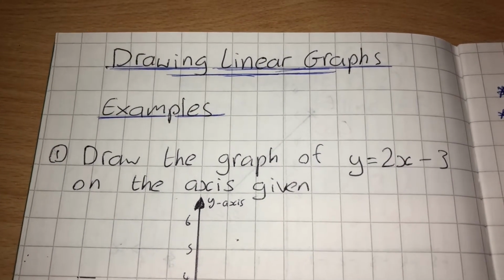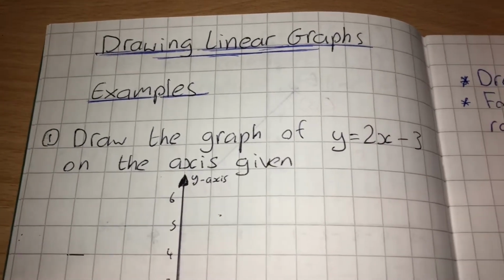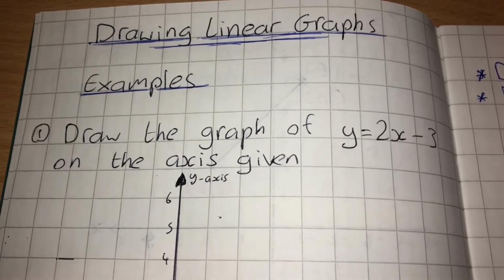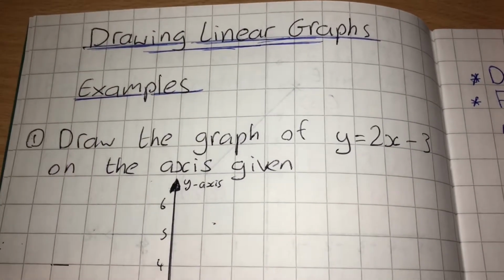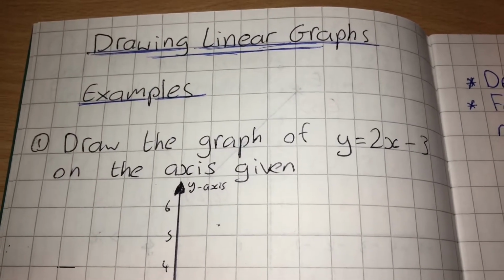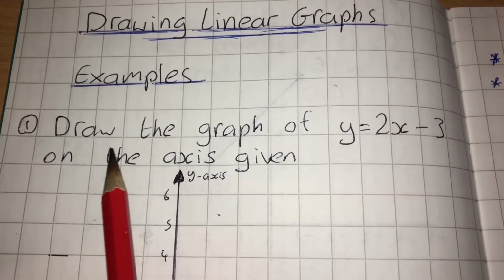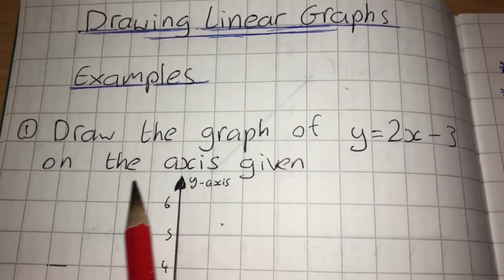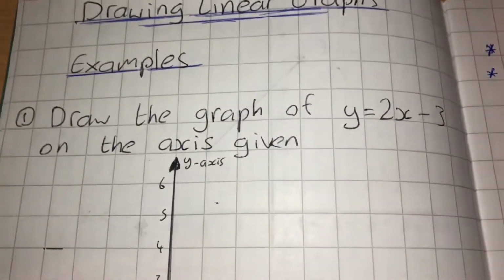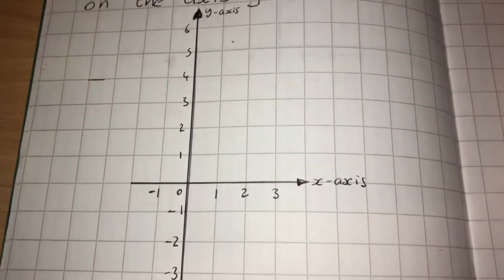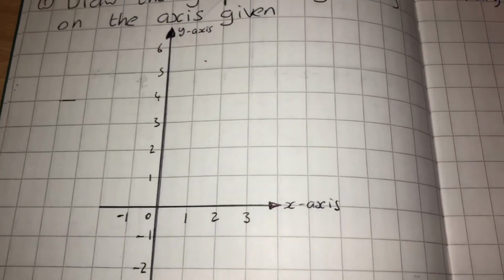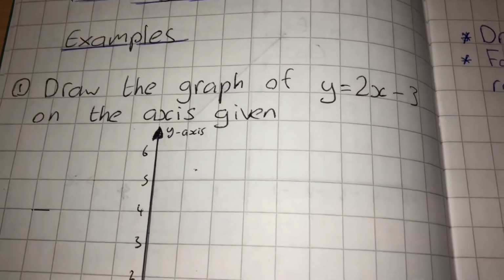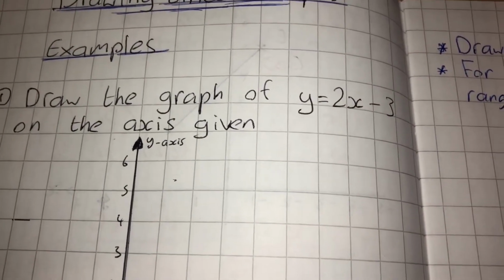So in this lesson we're again looking at linear graphs. We're going to look at how we draw linear graphs, only this time it is when an XY table has not been provided within the question. In the example here we've been asked to draw the graph of y equals 2x minus 3 on the axes given. We've been given an XY axis below, provided within the question itself, and we've been asked to draw this straight line represented by y equals 2x minus 3.